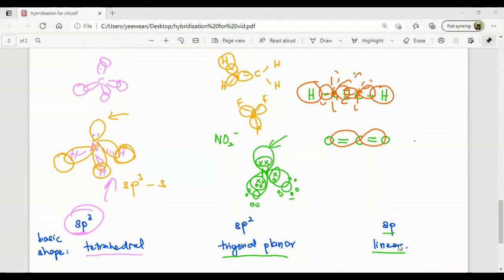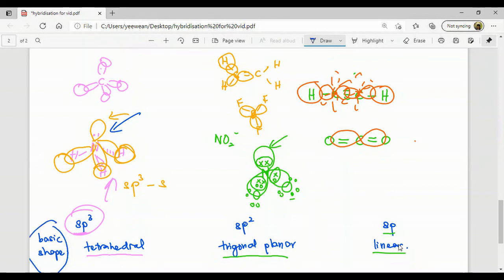Don't forget that the real shape of ammonia is actually trigonal pyramidal, although we put it under tetrahedral as its basic shape. Also for NO2 minus, it's actually a V shape or non-linear, but we put it under trigonal planar for its basic shape.